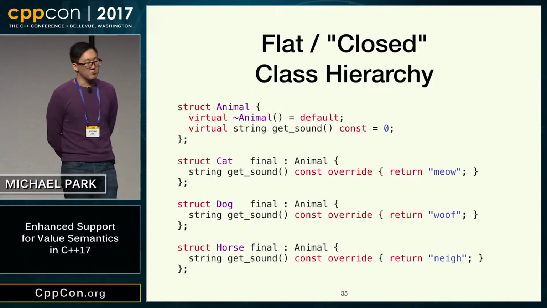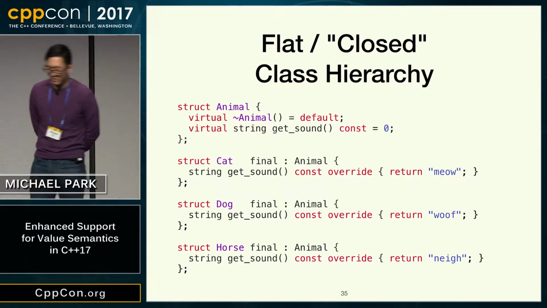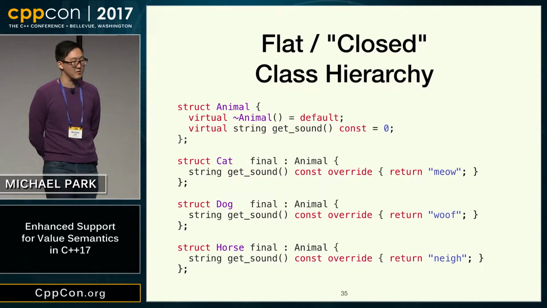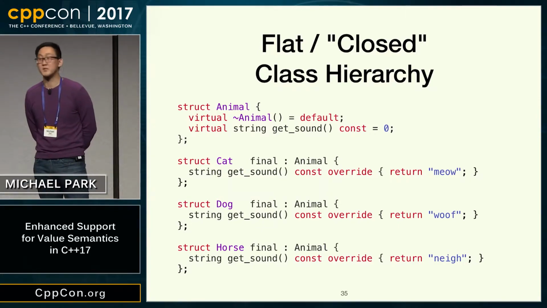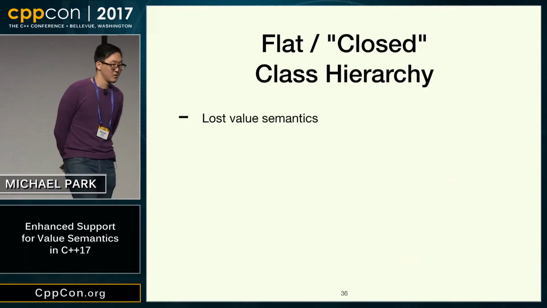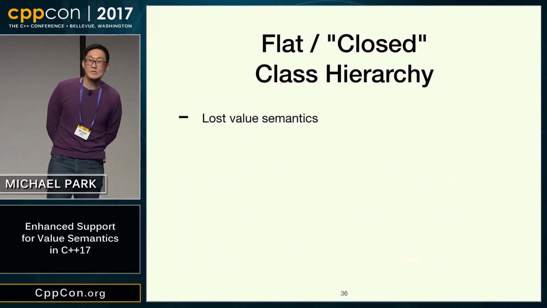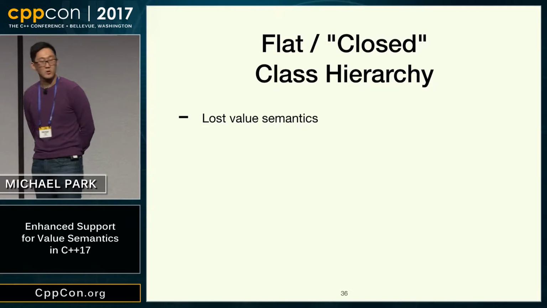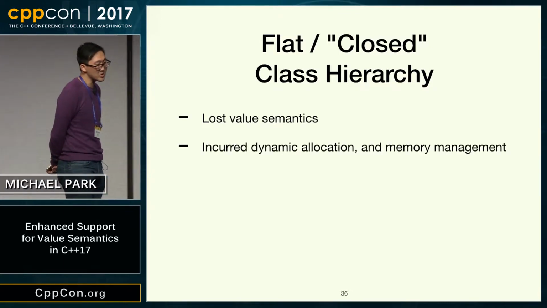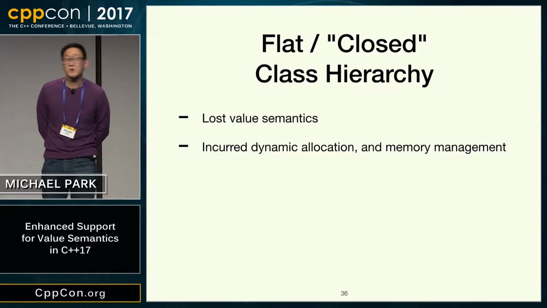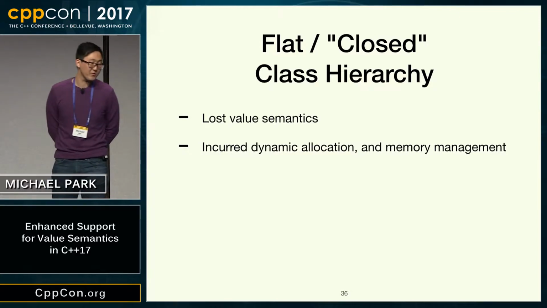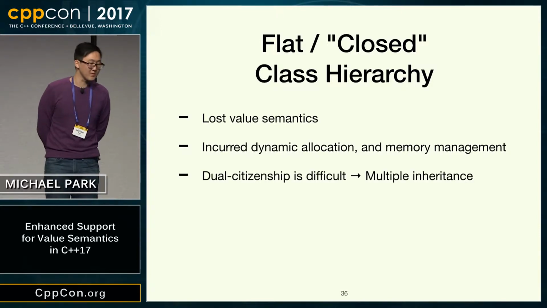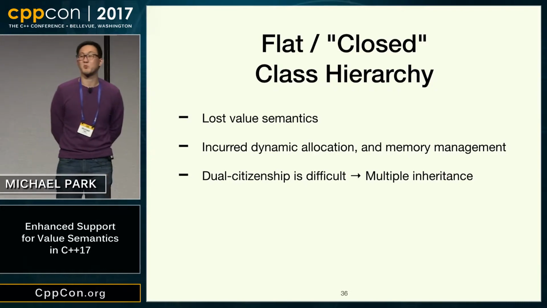This is probably an example perhaps more familiar to people. We have an abstract base class called animal, and we have three classes that inherit from it: cat, dog, and horse. We're going to implement the virtual function getSound. So immediately, we lost value semantics because we can't be passing around an inheritance hierarchy like this without a pointer. We incur dynamic allocation when we have to manage the memory. Yeah, we can use a unique pointer and shared pointer for that now, but it's still memory you have to manage somehow.